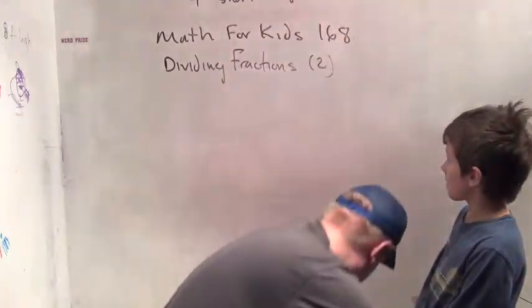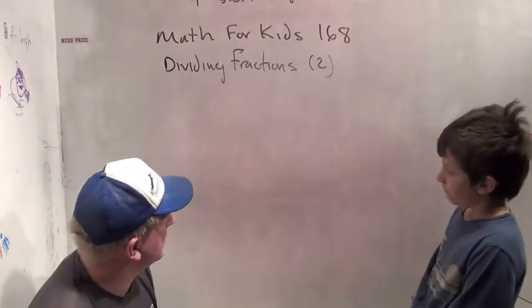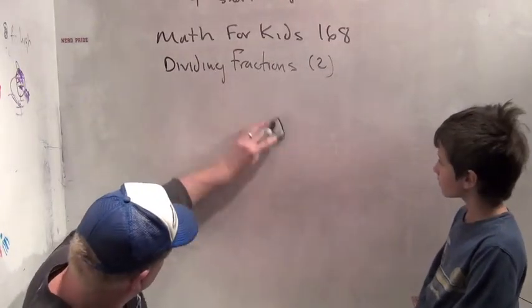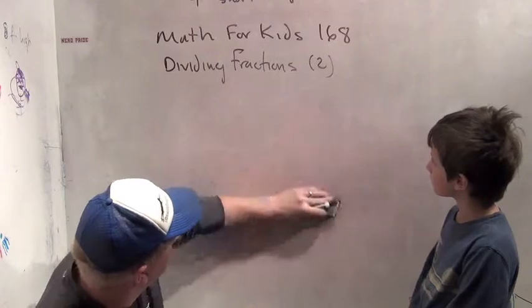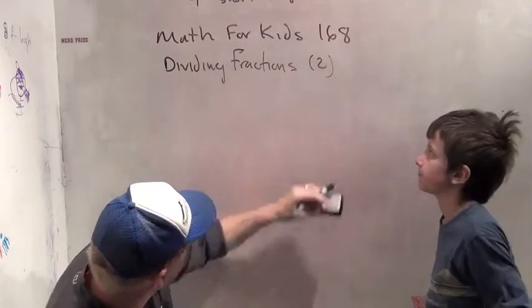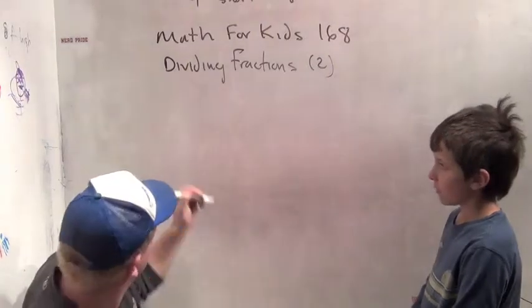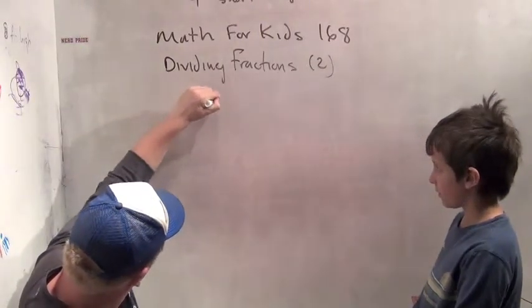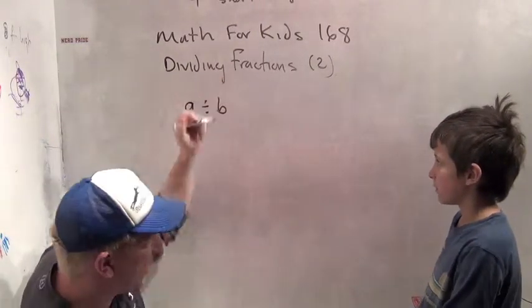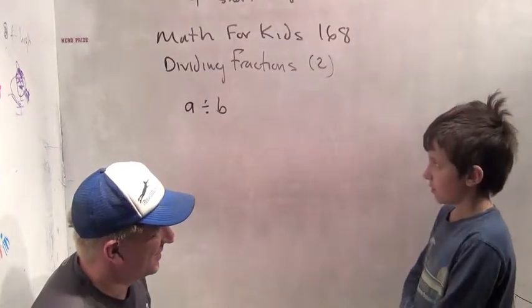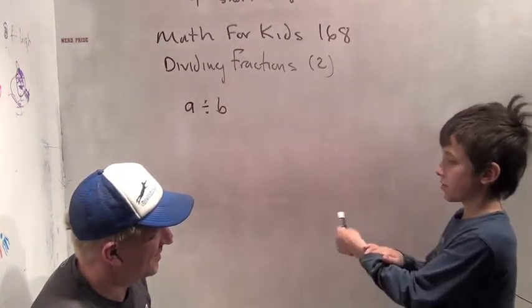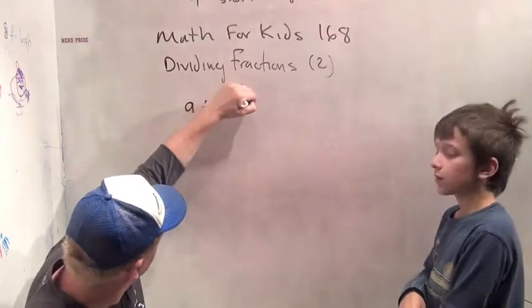MathForKids number 168. Today we're going to do the second half of the dividing fractions video we started yesterday. Just reviewing yesterday real quick, what's the definition of division? It's multiplying by the reciprocal. A divided by B is defined... Do you remember what the defined symbol is? It's equals with 3 lines.